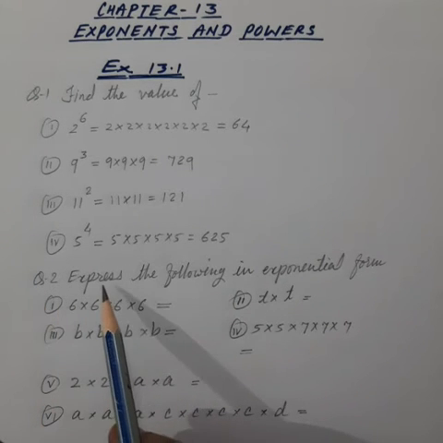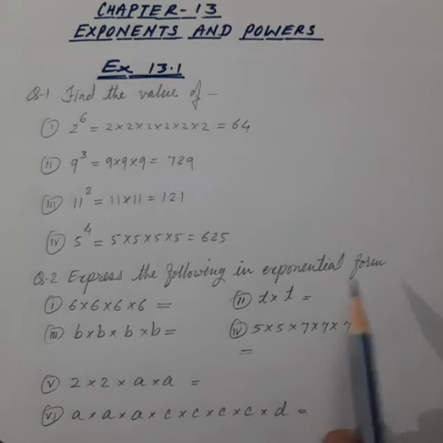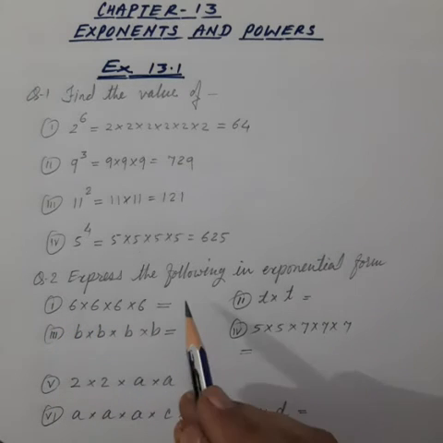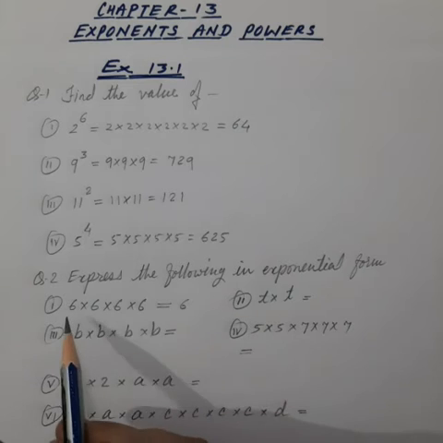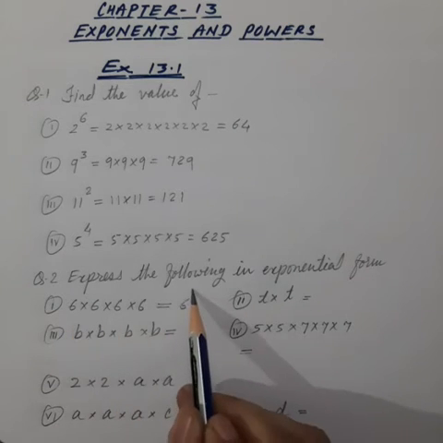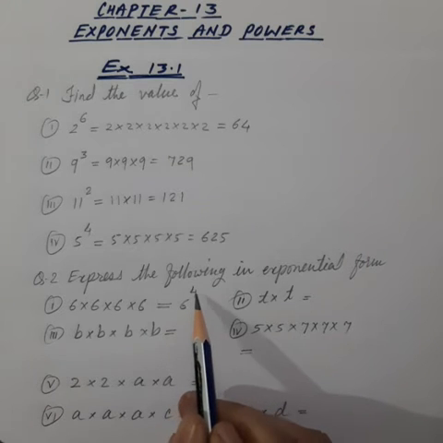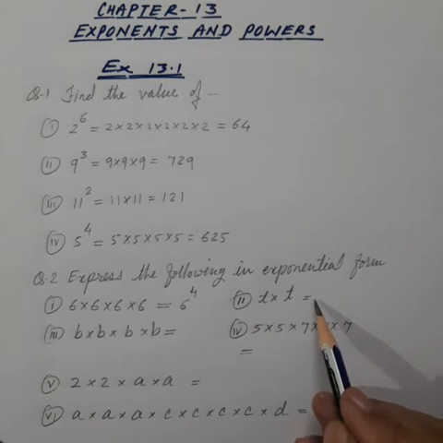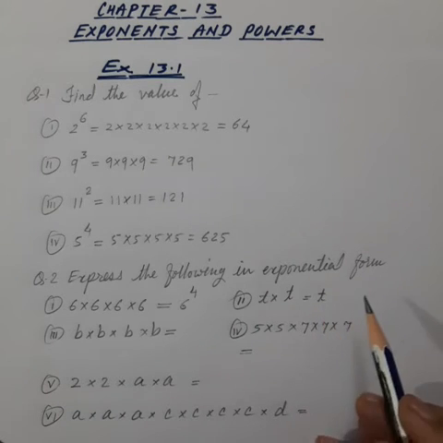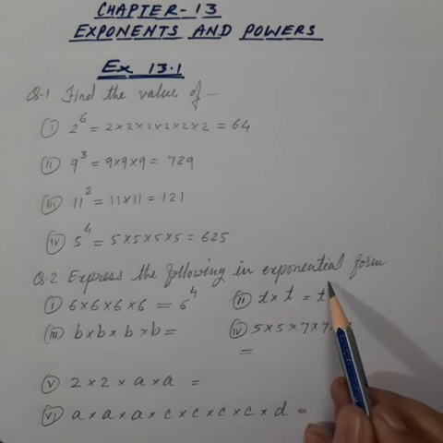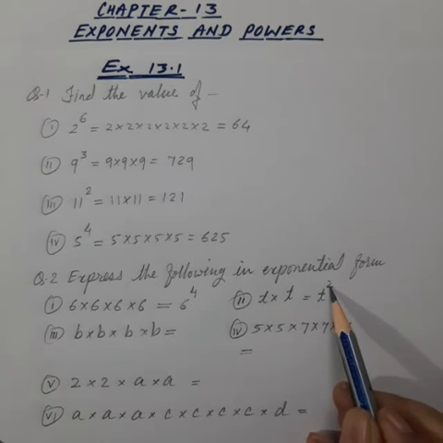Question 2. Express the following in exponential form. First, here 6 is repeatedly multiplied. So 6 is the base and 6 is repeatedly multiplied by itself 4 times. So power is 4. 6 raised to the power 4. Second, here t is multiplied by itself. So base is t and t is multiplied by itself 2 times. Power is 2. Second power is called square. So it is t square.